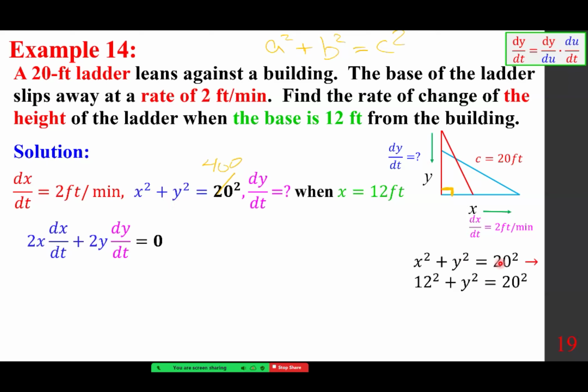So x squared plus y squared is 20 squared. 12 squared plus y squared is 20 squared. So you subtract 144 from 400, 256. And you take a root. There are two answers. You keep the positive value, y equals 16 feet.